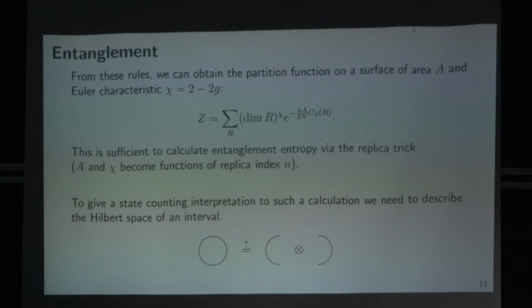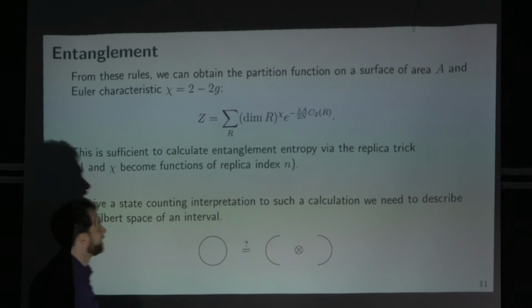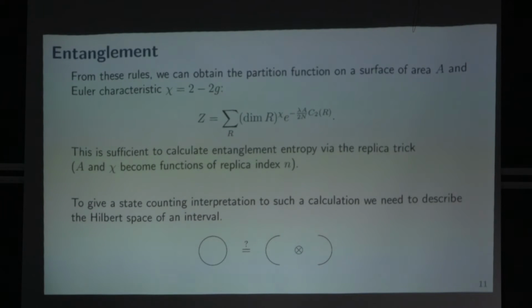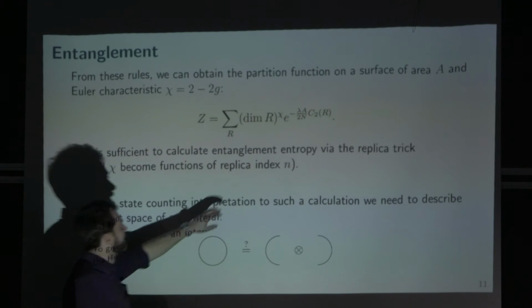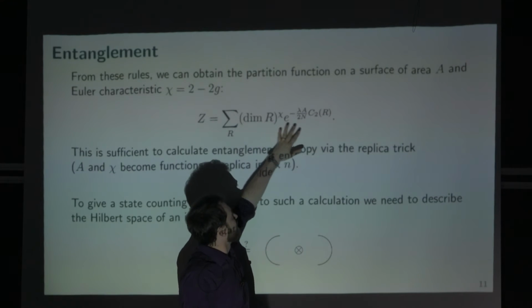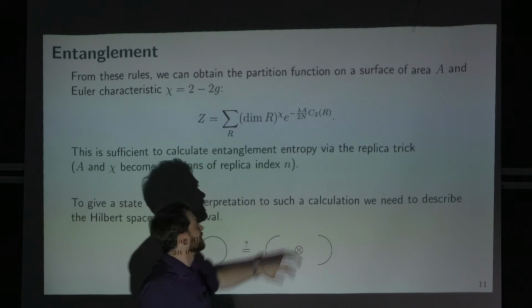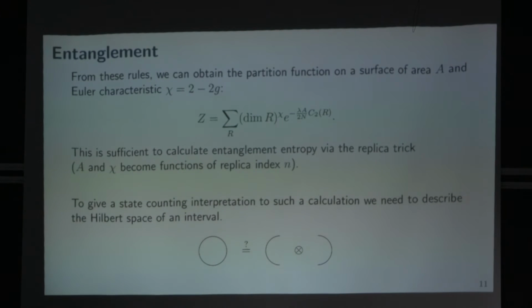Okay. And from those basic building blocks, you can get the partition function of any surface. So for a surface of area A, and an Euler characteristic chi, which is 2 minus twice the genus, you just get the following answer. So it's a sum over all irreducible representations. It depends on the dimension of the representation and its quadratic Casimir. It depends on the Euler characteristic and the area of the manifold.